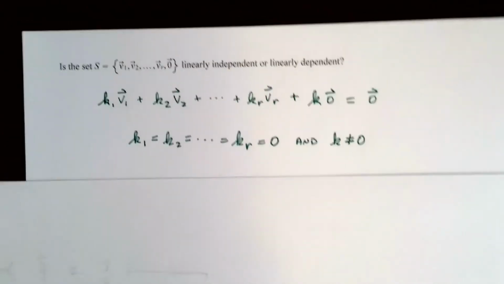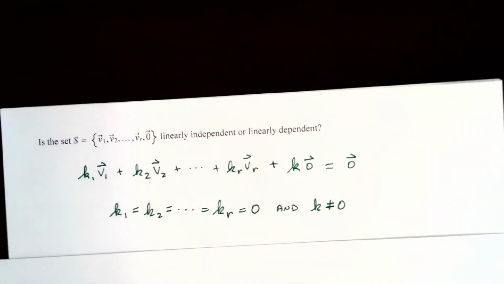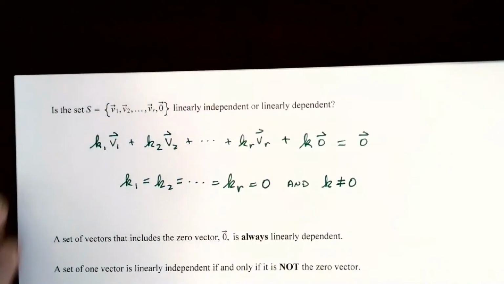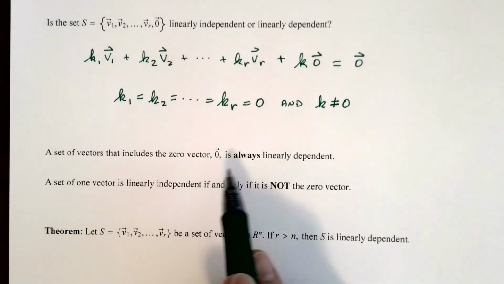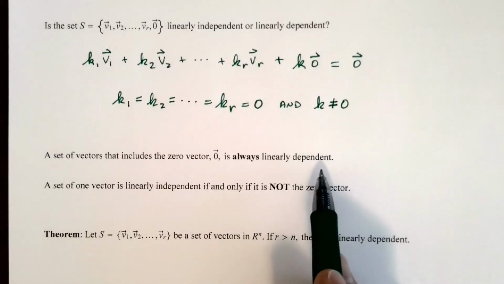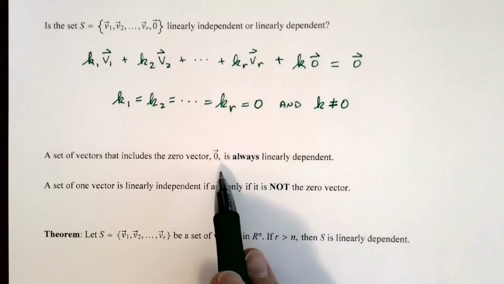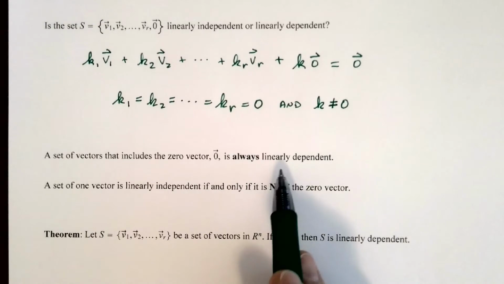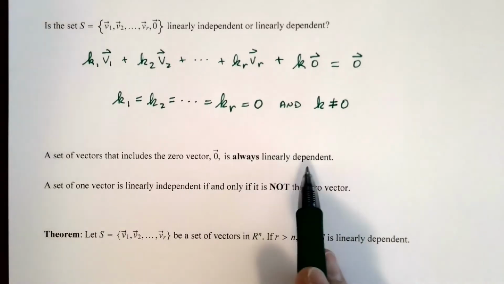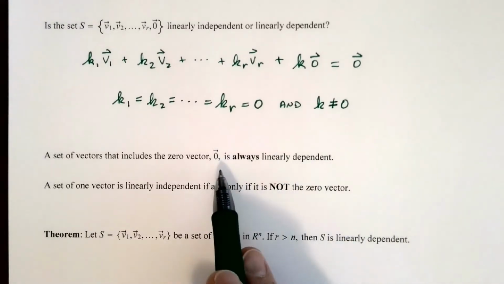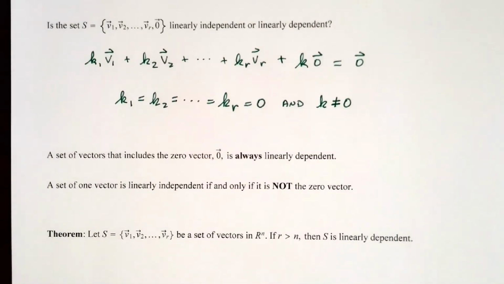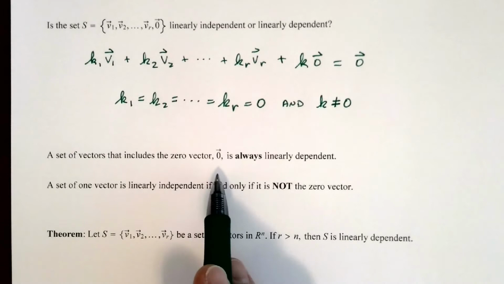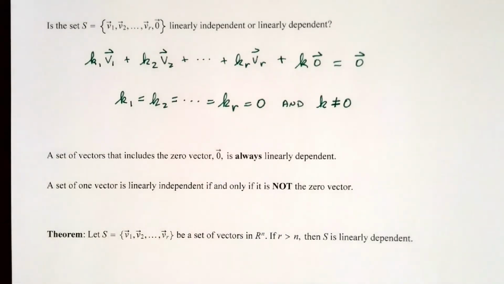So what does this mean? This means that a set of vectors that includes the 0 vector is always linearly dependent. So if you have the 0 vector in the set, then the set is linearly dependent. It doesn't mean every linearly dependent set has the 0 vector in it. We've already seen a case in the last video where that was the case. But if you do have the 0 vector in it, it's automatically linearly dependent.